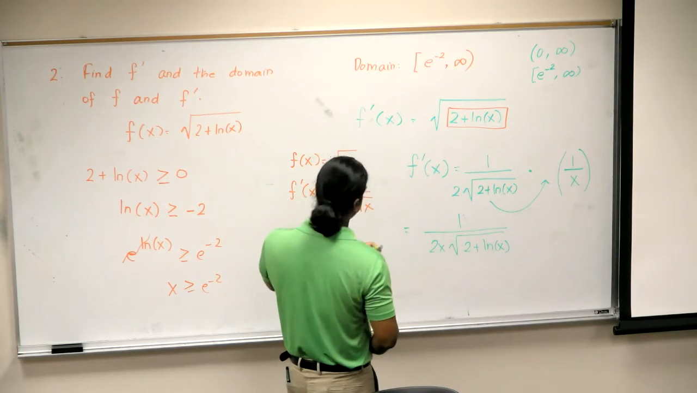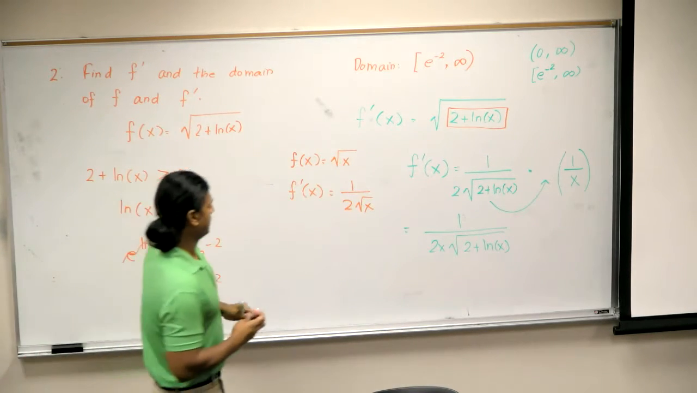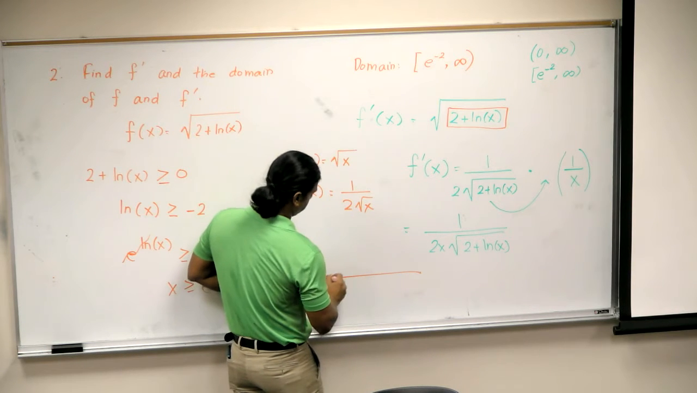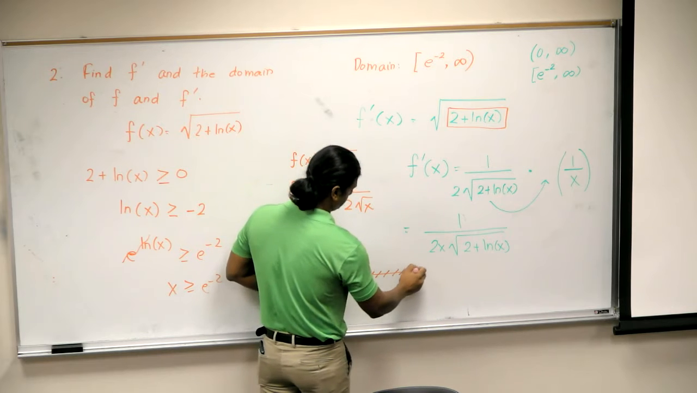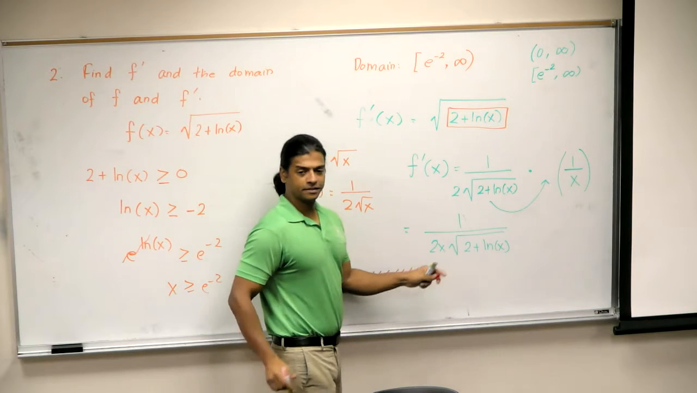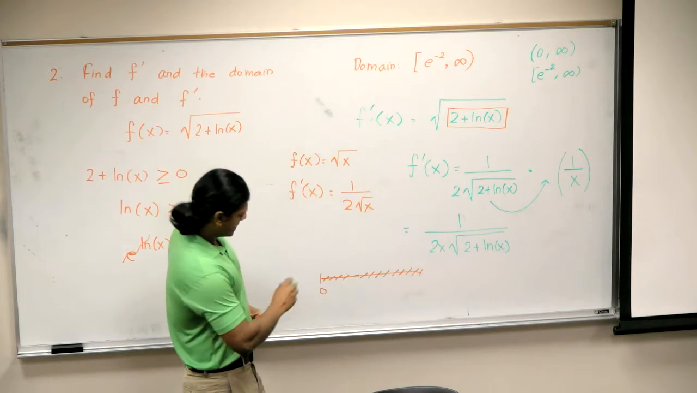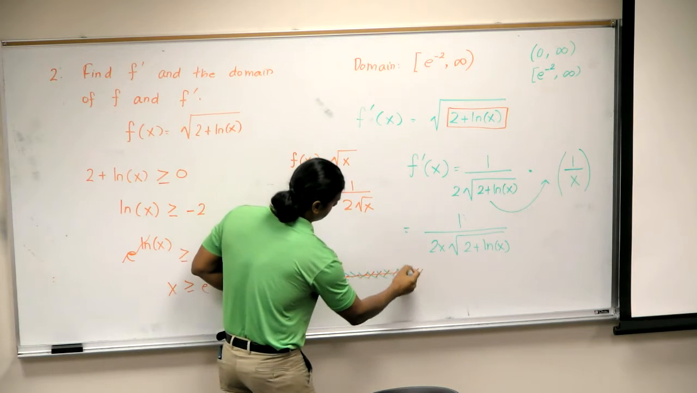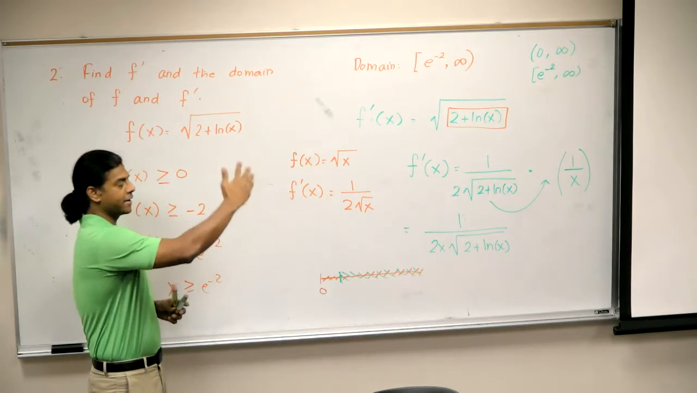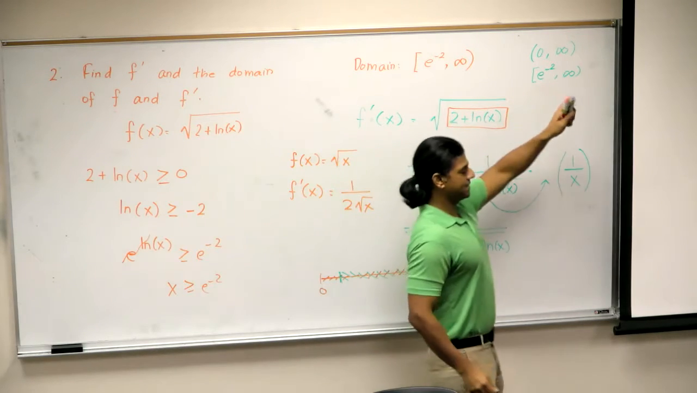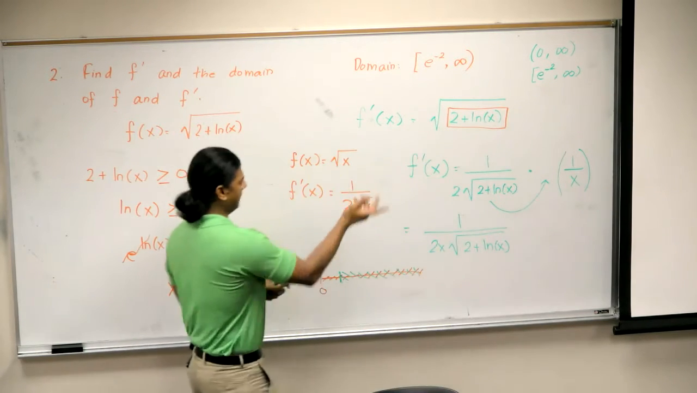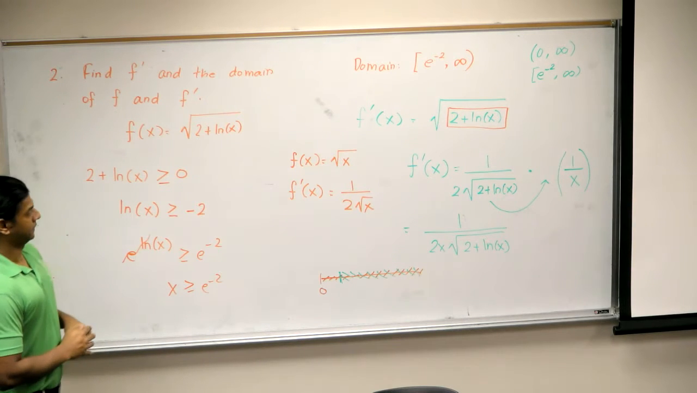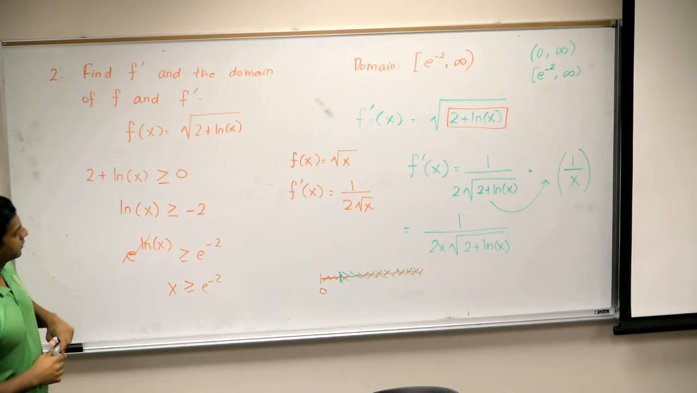If you can't see it directly, you could always draw zero to infinity for x, e raised to negative 2 probably somewhere here. So what is the overlapping part? E raised to negative 2 all the way up to infinity. That would be the answer. Yes, that's the domain of f prime of x.